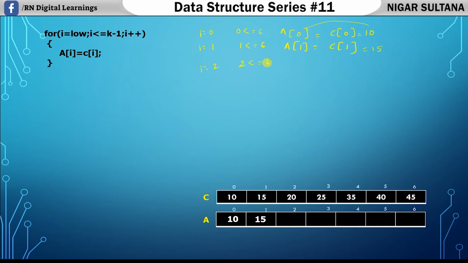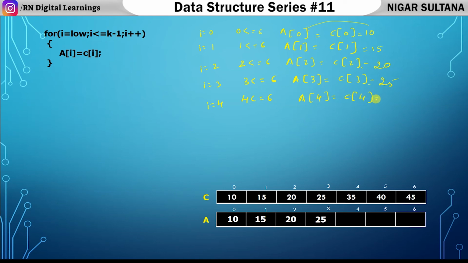Is 2 less than or equals to 6? True. A of 2 is equals to C of 2, that is 20. Now 20 will be placed in A of 2. Increment the value of i. 3 is less than or equals to 6? True. A of 3 is equals to C of 3, that is 25. 25 will be placed in A of 3. Done. i is equals to 4. Now it has incremented. A of 4 is equals to C of 4, that is 35. 35 will be placed in A of 4. i is equals to 5.